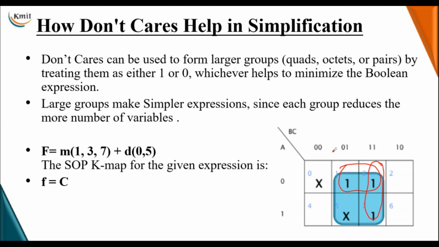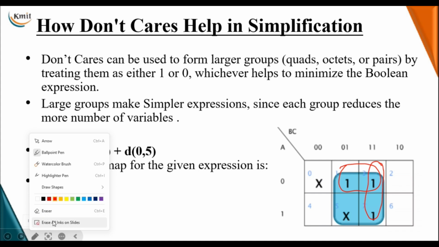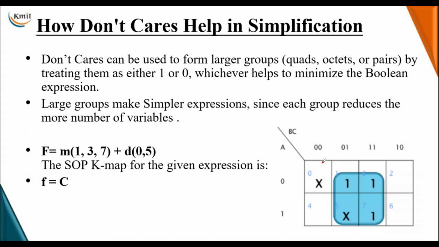So instead of that, let us assume the don't cares as logical ones. Since 5 is also there, if I assume its imaginary value as a 1, then I have a 4-square adjacency, and I can form a quad. Now this quad will give the minimal expression.